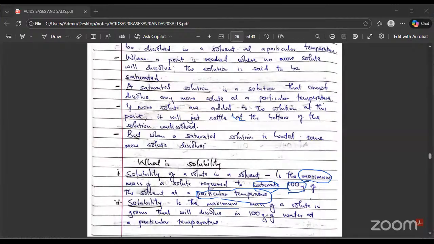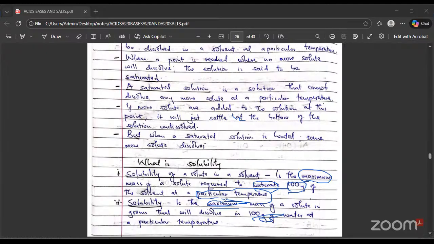We talk about maximum mass. We are talking about the maximum that will saturate. So actually, it will be the one that will saturate, the mass of solid that dissolves in 100 grams. When you talk about maximum, most of the time the maximum is the one that will give you the saturation.